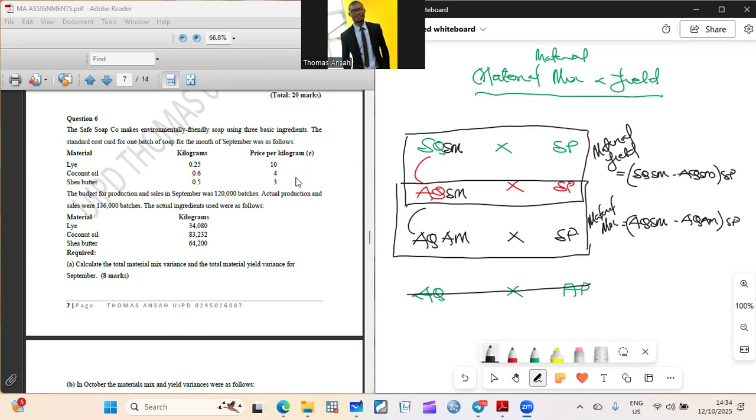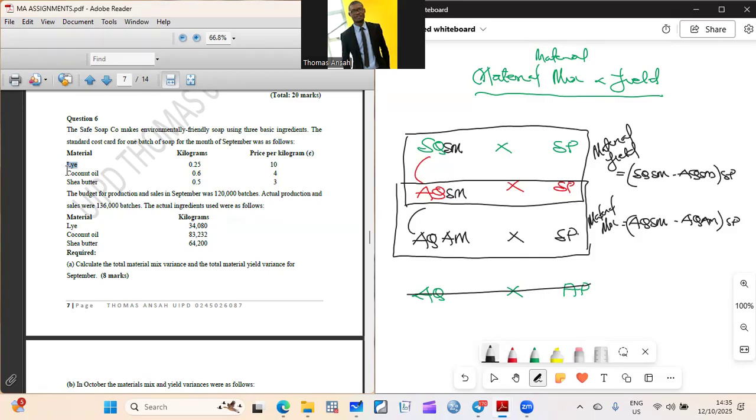What is the name of the first ingredient? How do you pronounce it? Samantha, what is the name of this? How do you pronounce this? Lye. Okay. All right. Then we have coconut oil. That one there, every Ghanaian is familiar with coconut oil. We have shea butter.